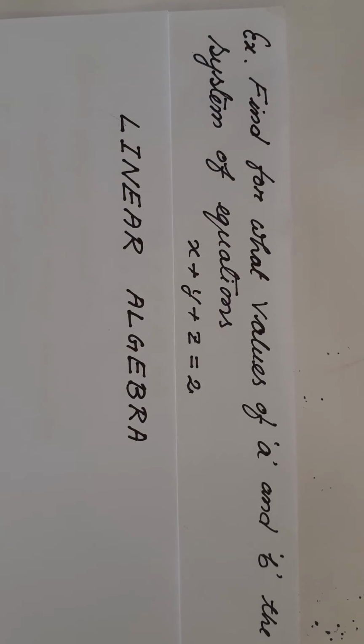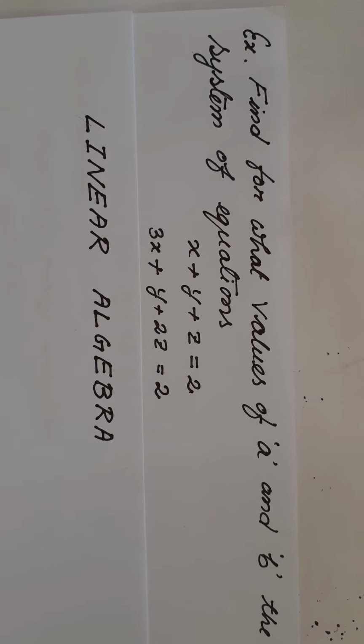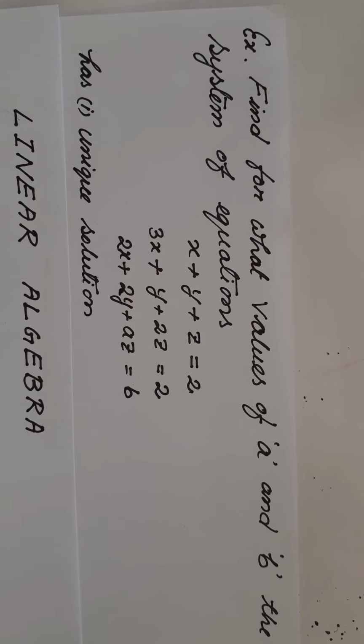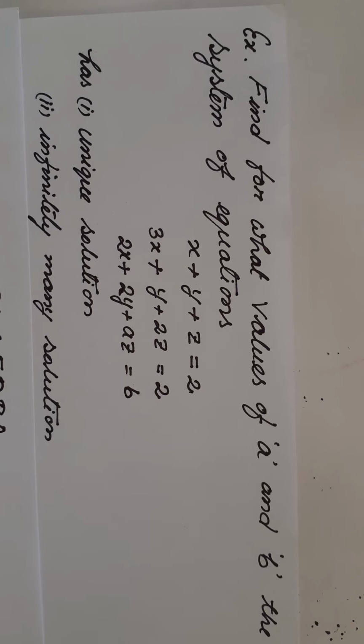Find for what values of a and b the system of equations x plus y plus z equal to 2, 3x plus y plus 2z equal to 2, and 2x plus 2y plus az equal to b has a unique solution, infinitely many solutions, and no solution.